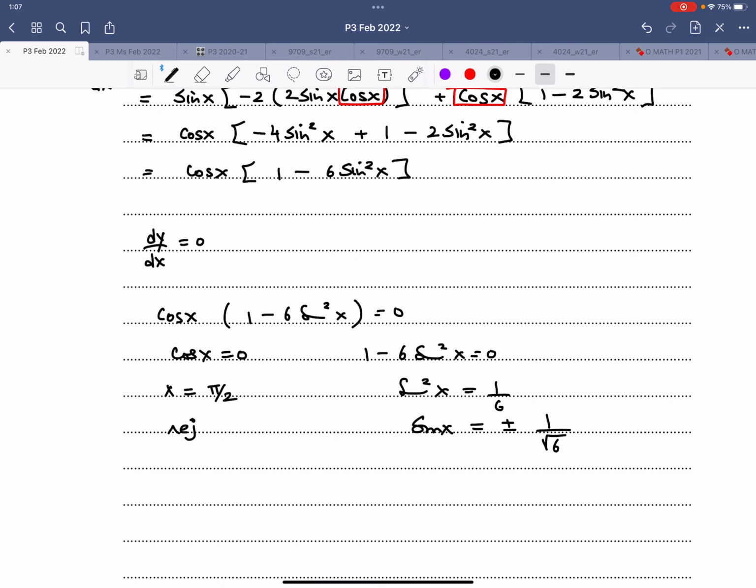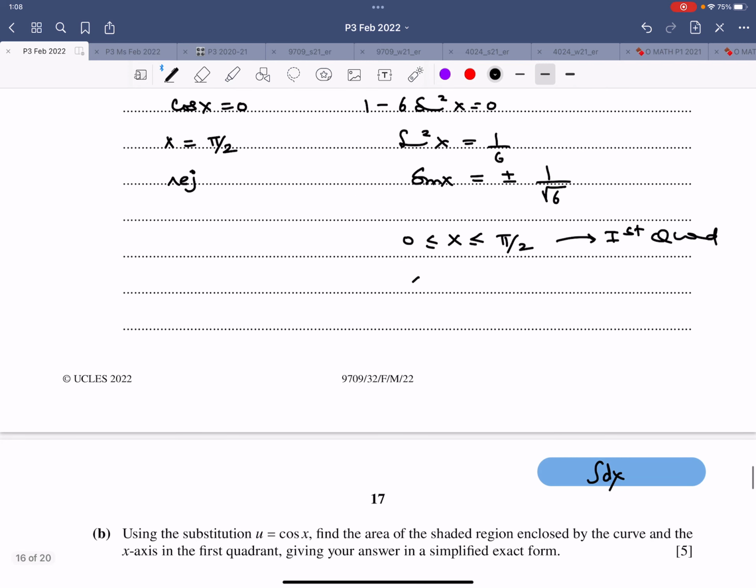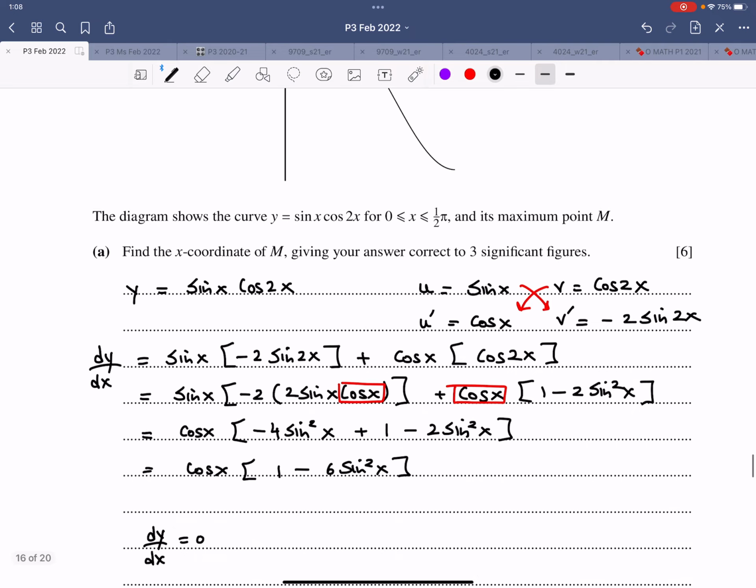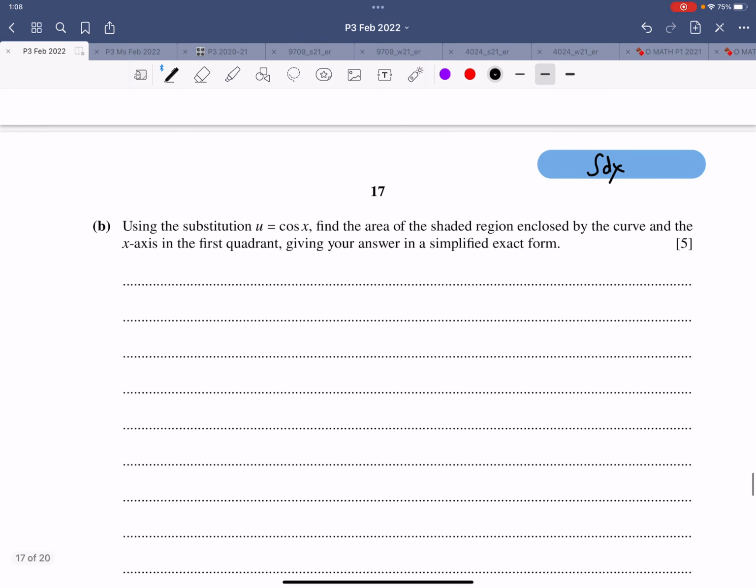But since we are looking for x between 0 and pi by 2, we are only looking at the first quadrant. Let me double check. 0 to pi by 2. So basically sine x is 1 over root 6, and hence you will find the value of x, and that answer comes out to be 0.421 radians. So that is the working for 6 marks, and the last 5 marks are about integration.